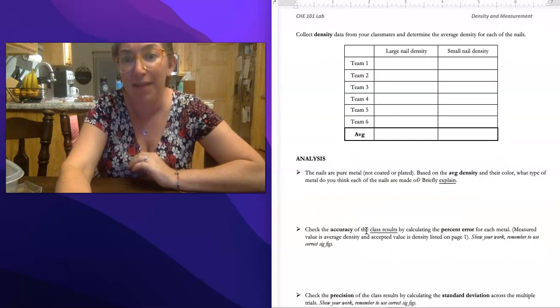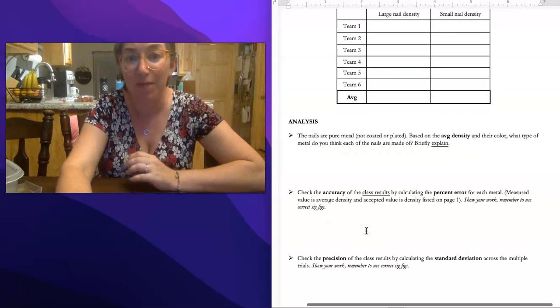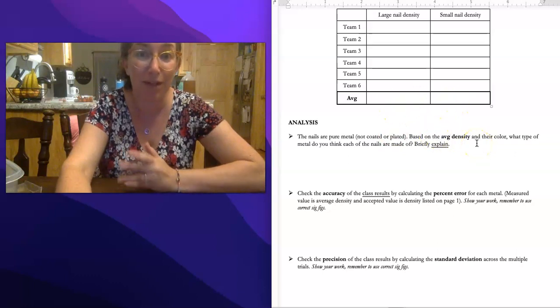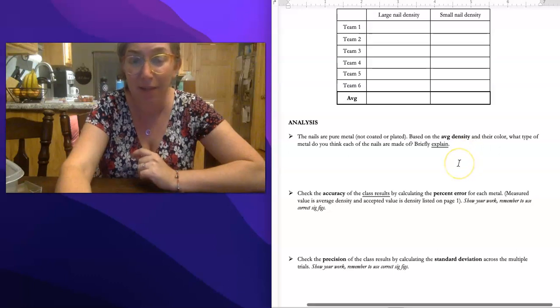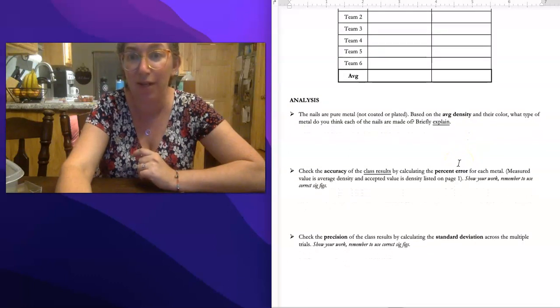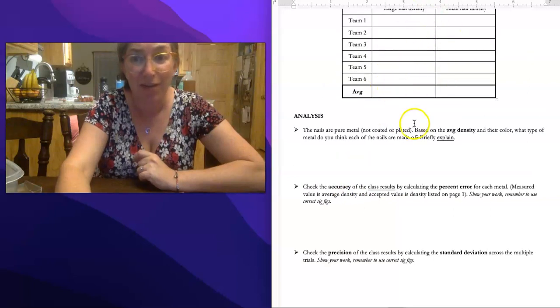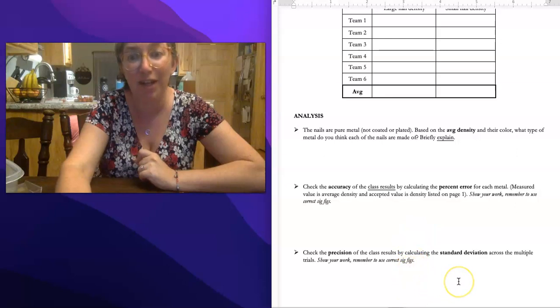And so from these averages, you'll be able to do some of those statistics. First of all, from those averages, you'll be able to determine what the identity of the metal is by comparing it to that table on page 1. And you'll be able to check the accuracy of the class results by calculating the percent error and the precision by calculating the standard deviation.